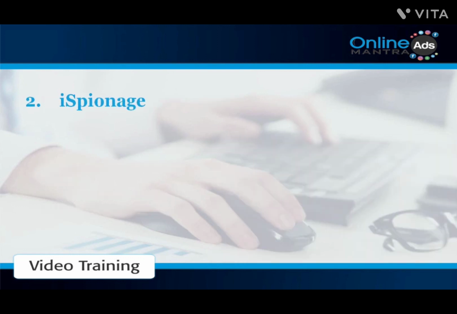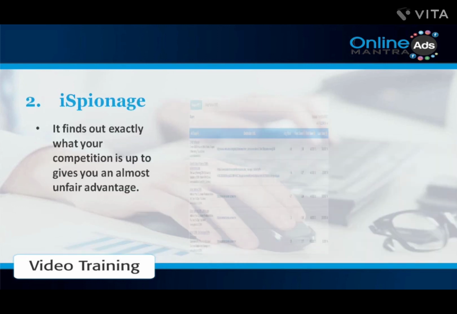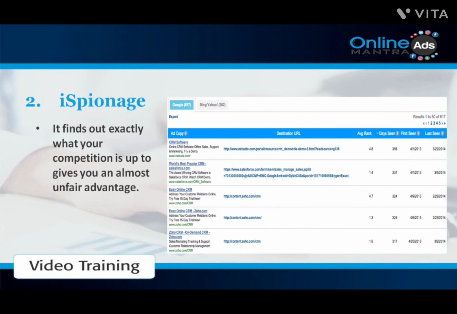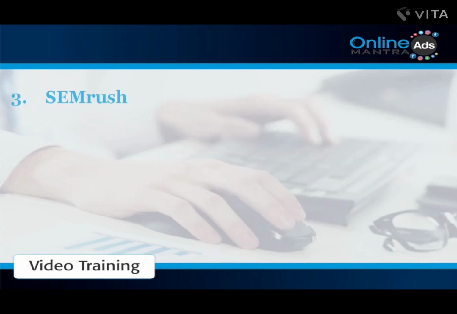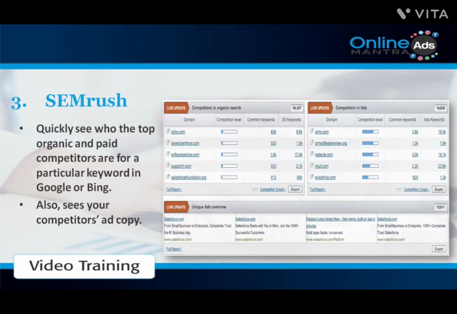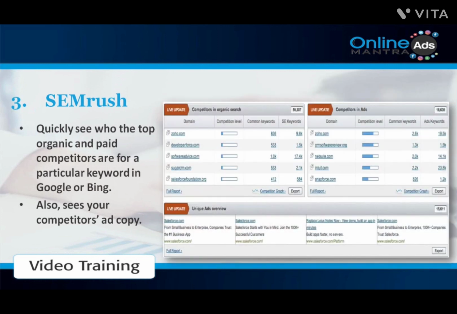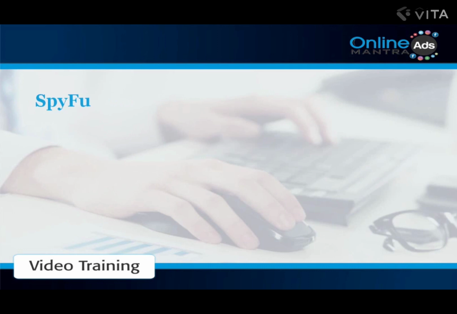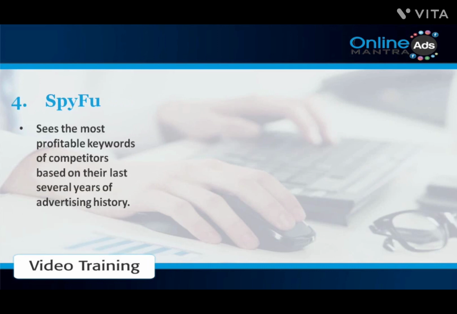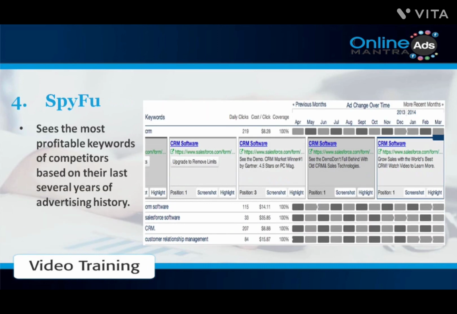Number 2, iSpionage. It finds out exactly what your competition is up to, gives you an almost unfair advantage. Number 3, SEMrush. Quickly see who the top organic and paid competitors are for a particular keyword in Google or Bing. Also, sees your competitors' ad copy. Number 4, SpyFu. Sees the most profitable keywords of competitors based on their last several years of advertising history.